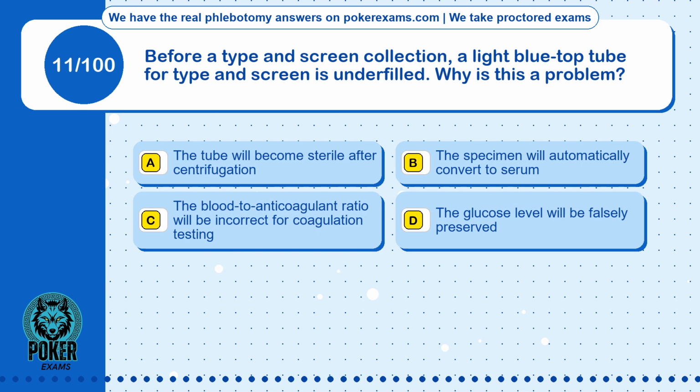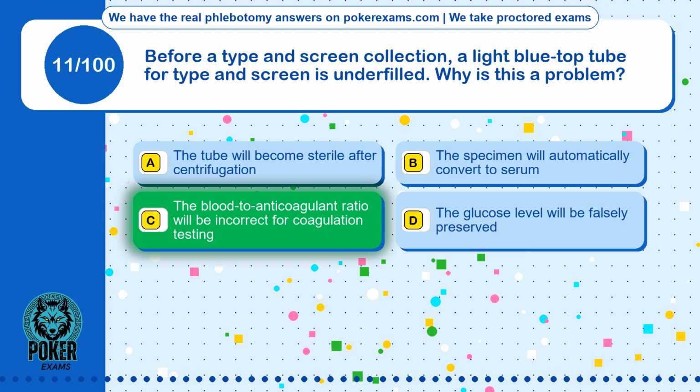Question 11. Before a type and screen collection, a light blue top tube for type and screen is underfilled. Why is this a problem? Option A. The tube will become sterile after centrifugation. Option B. The specimen will automatically convert to serum. Option C. The blood to anticoagulant ratio will be incorrect for coagulation testing. Option D. The glucose level will be falsely preserved.